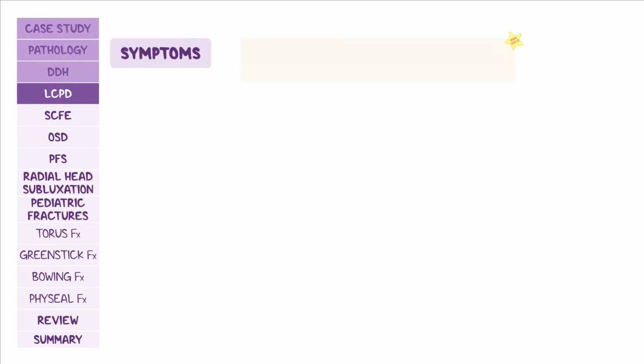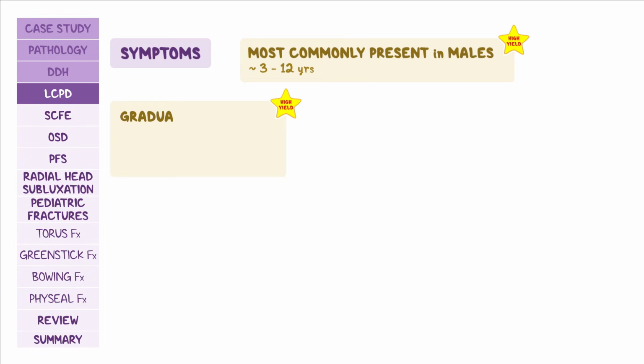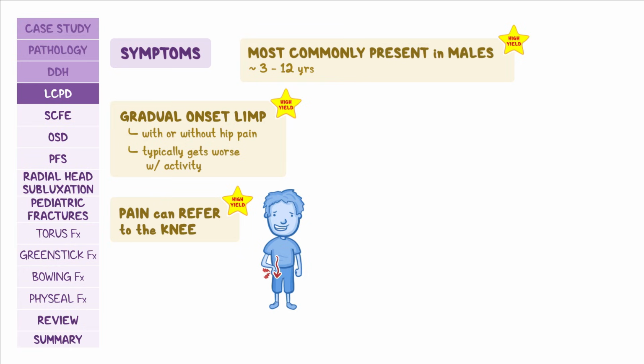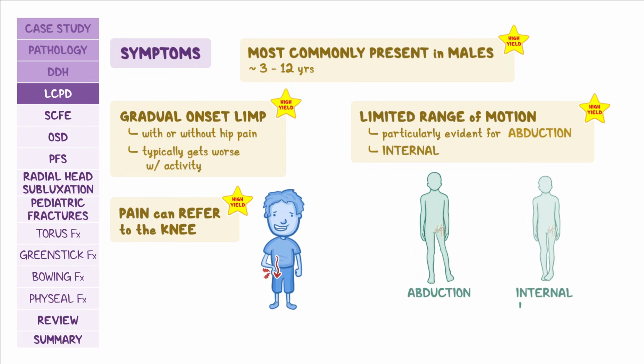Symptoms of Legg-Calve-Perthes disease most commonly present in males between the age of 3 and 12 years and include a gradual onset limp with or without hip pain that typically gets worse with activity. One high-yield fact to remember for your tests is that the hip pain in Legg-Calve-Perthes disease can sometimes refer to the knee, so these kids might initially complain of knee pain. On physical examination, remember that it's common to find a limited range of motion, which is particularly evident for abduction, as well as internal rotation of the hip.